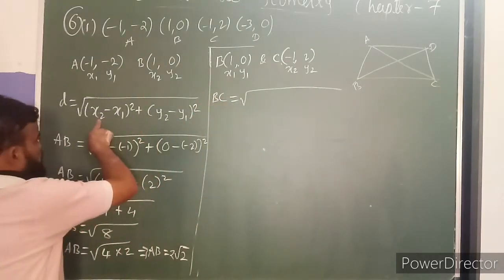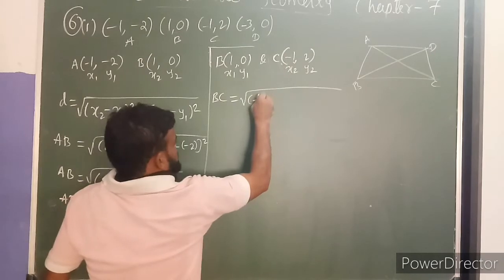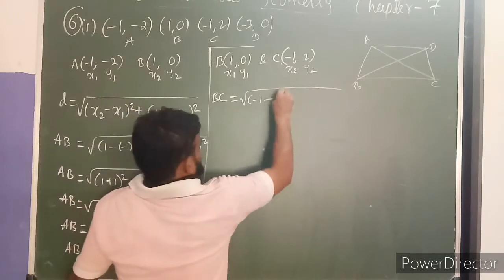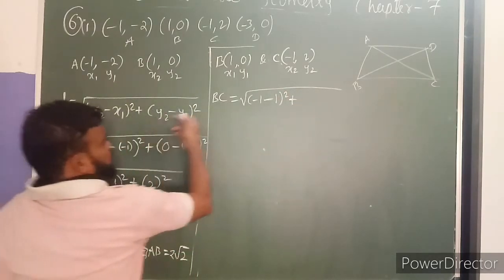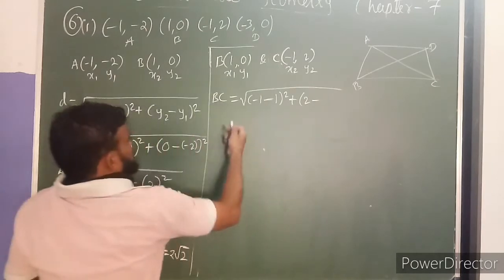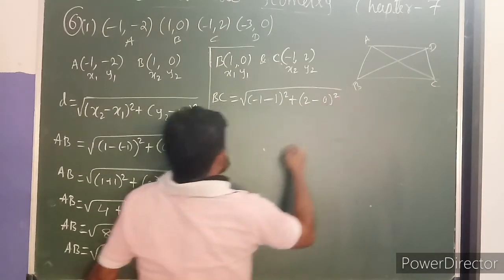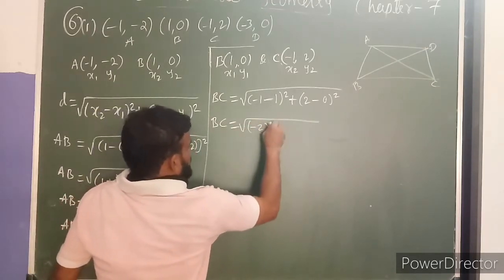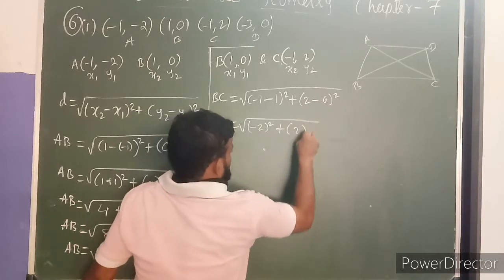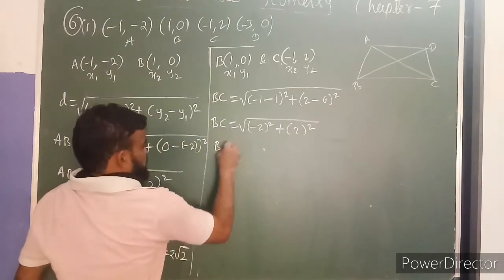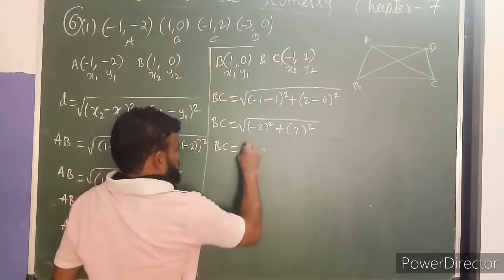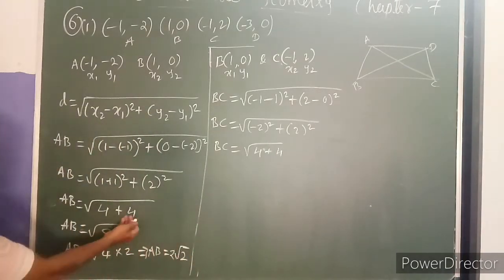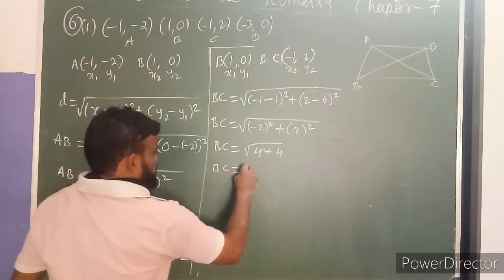First one is x2. x2 is minus 1, minus x1, which is 1, whole square, plus y2, which is 2, minus y1, which is 0, whole square. That is BC is equal to under root of (minus 1 minus 1) whole square plus (2 minus 0), which is 2, whole square. BC is equal to the square root of 2 square, which is 4, plus 2 square, which is 4. We get the same here also. Then BC is equal to root 8.